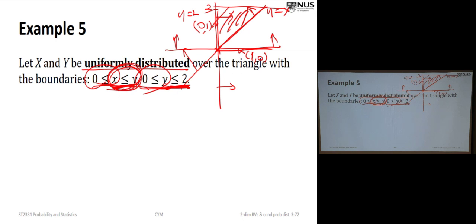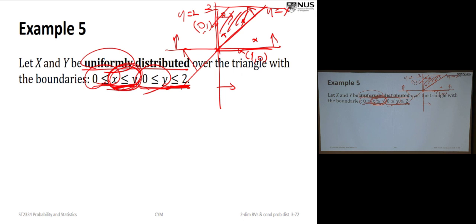So we are not told what the f of x,y is, but the word "uniformly distributed" means that so long as x,y is within this triangle, the PDF will be the same. It doesn't matter whether the point is here, or here, or here. So long as it's within this triangle, they will have the same PDF. Of course, what is the PDF out here? It's 0, because it's outside the region.